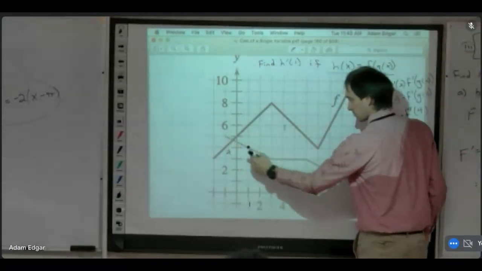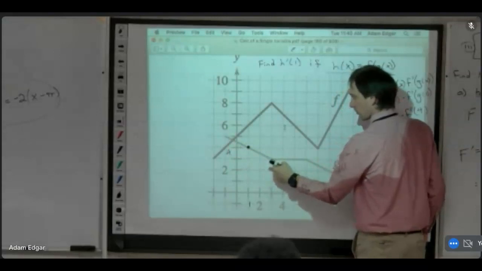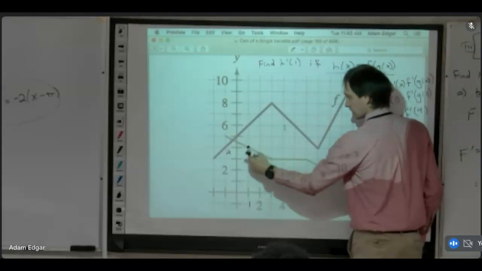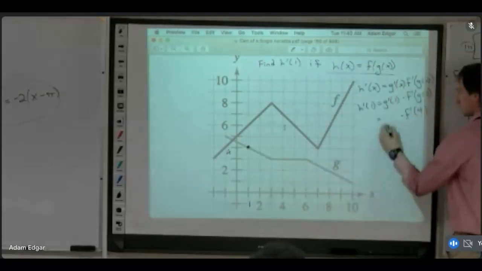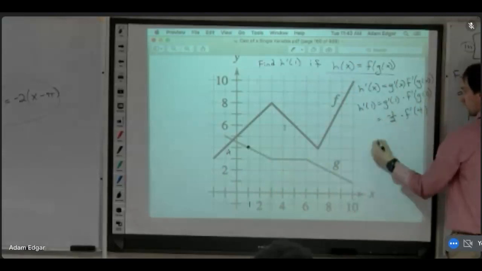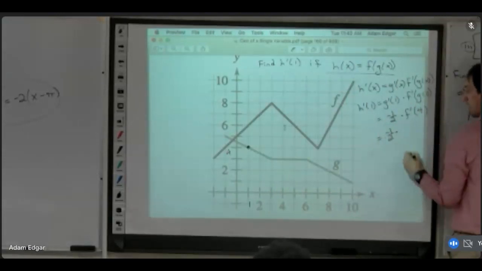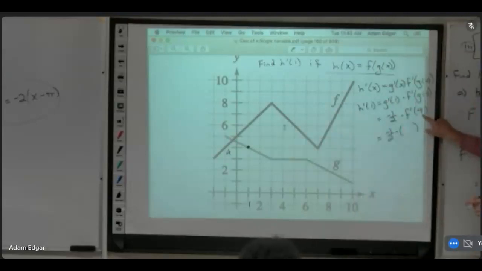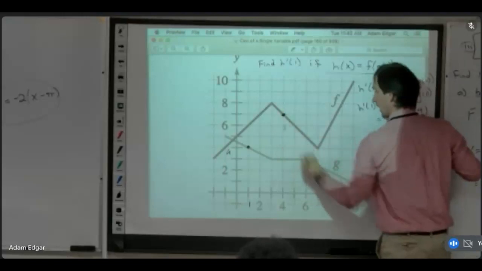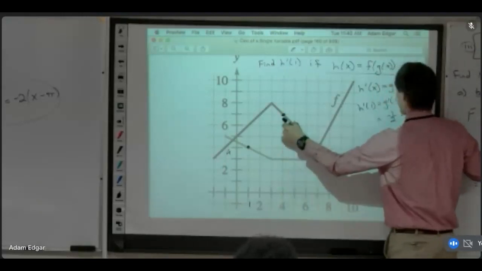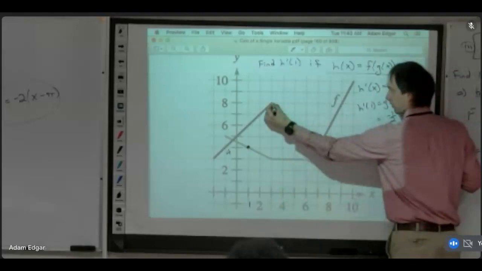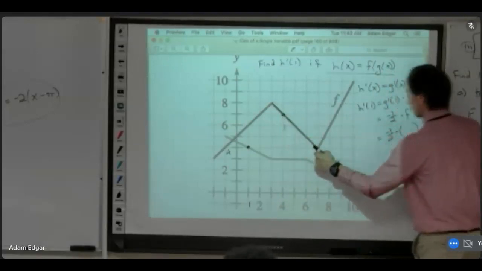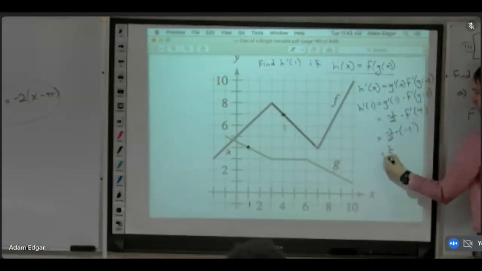So, going up or down? Down. Down how much and over how much? Down 1 and over 2, so that slope is negative 1/2. And then you got to go to your f at 1, f at 4. And so here's 4, here's f, and we want f prime of 4, so we want the slope of the f line here. What's the slope of f? Negative 1. So that ends up being then positive 1/2.